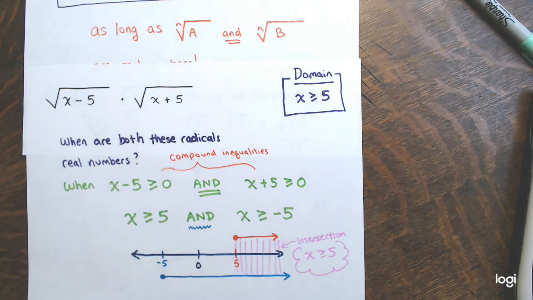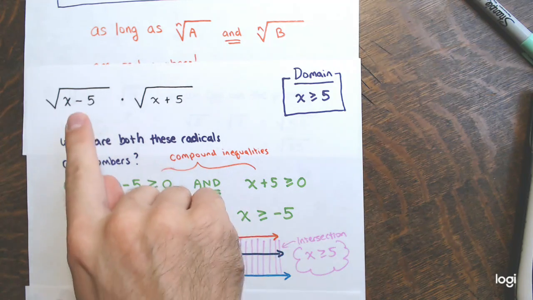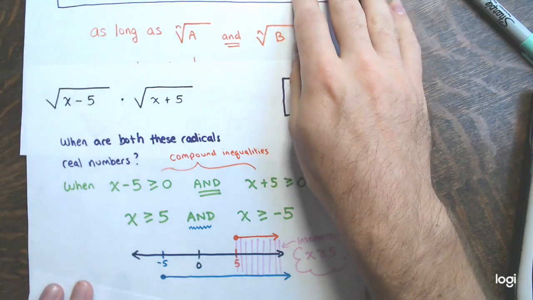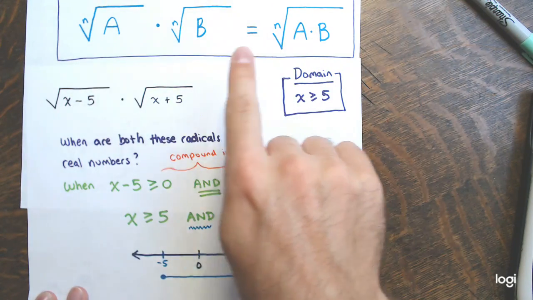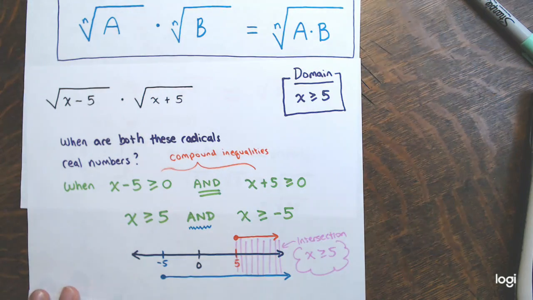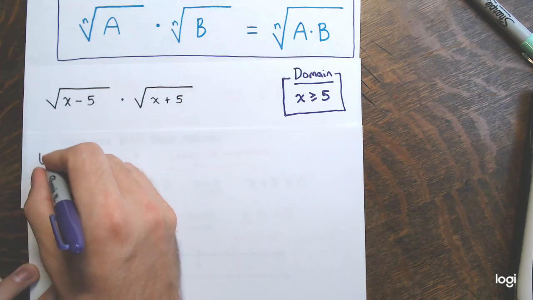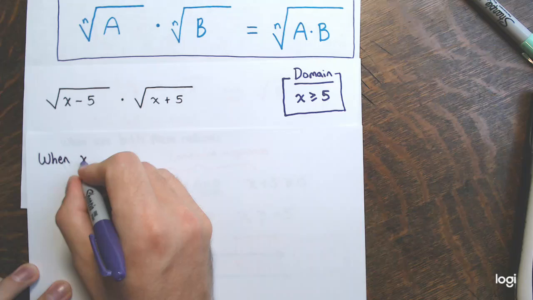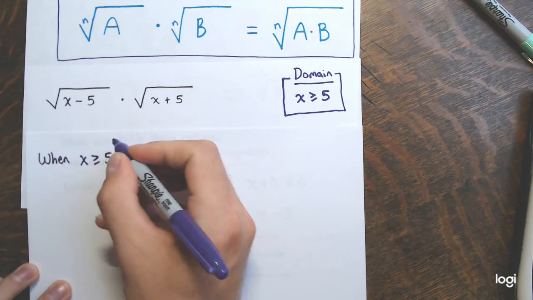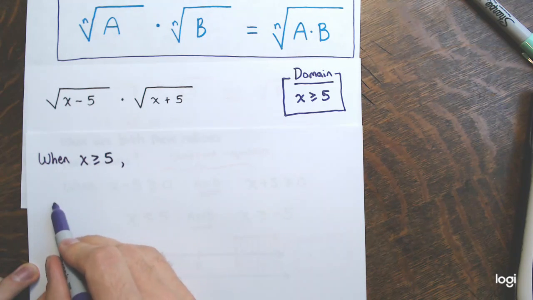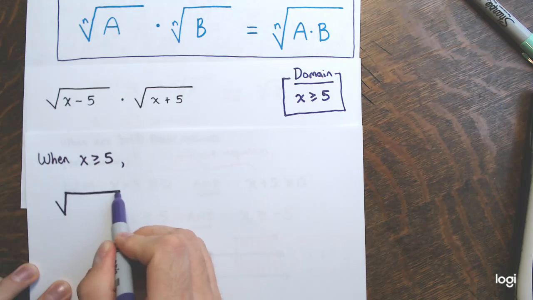Okay, so continuing on, now that I know when these radicals will both be real, that'll tell me when I can use this property. So when the value of x is greater than or equal to 5, we can use that product property.